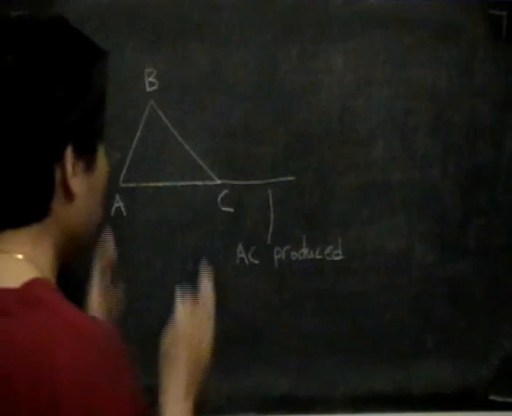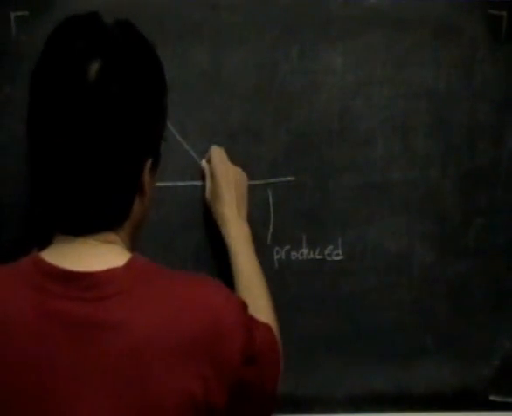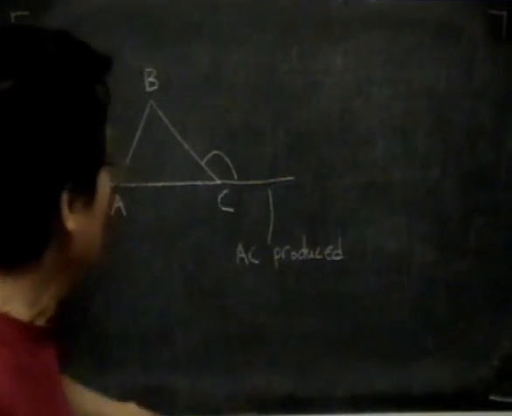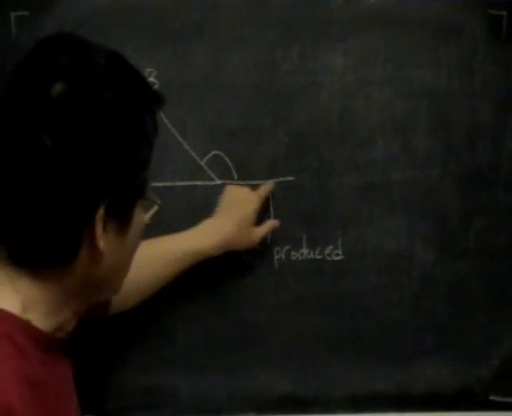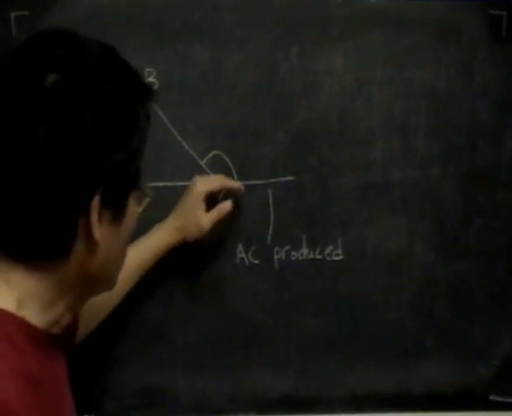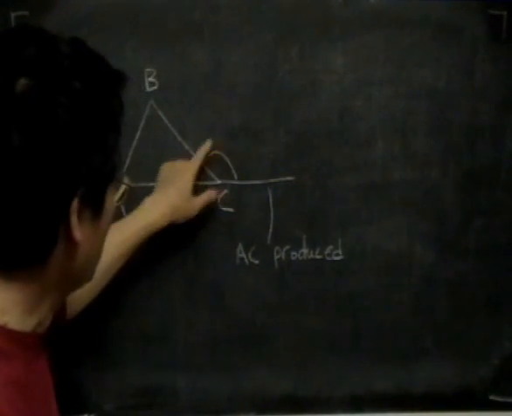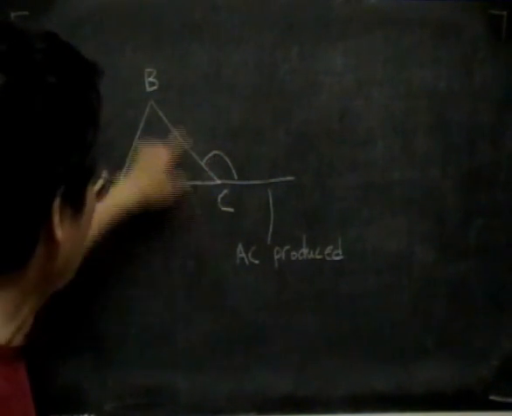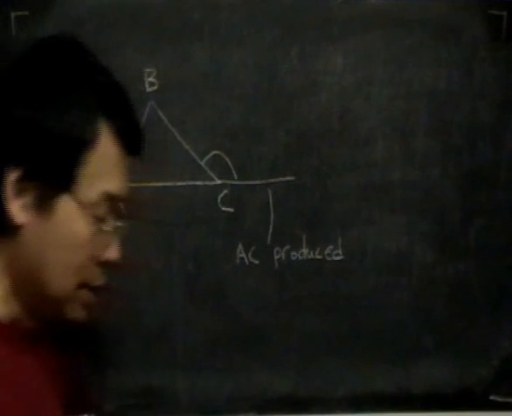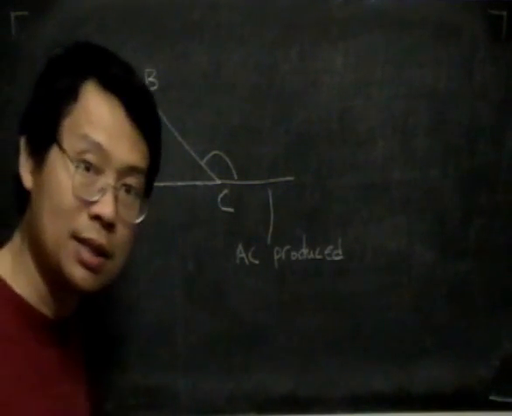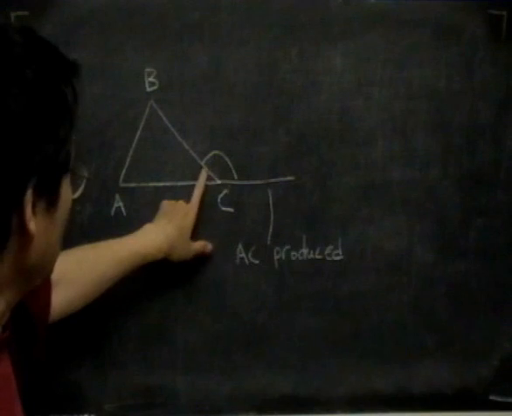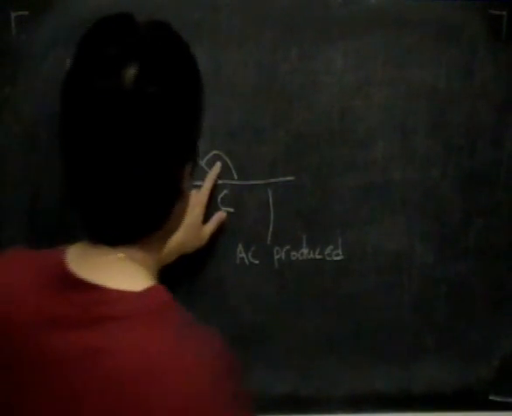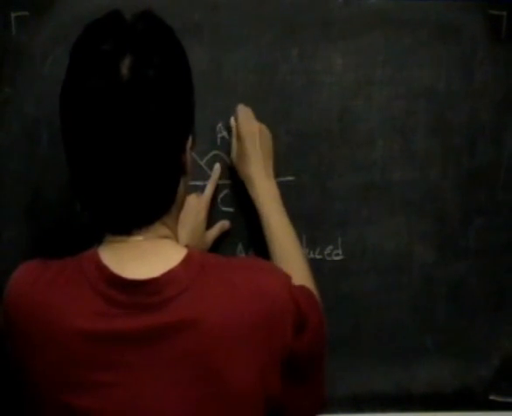Now, this property is about that angle. So you take one side, you produce it, and you look at the angle that this extended line that is sticking out makes with the other side of the triangle. The property is that this angle is equal to the sum of those two angles. In other words, this angle is equal to A plus B.